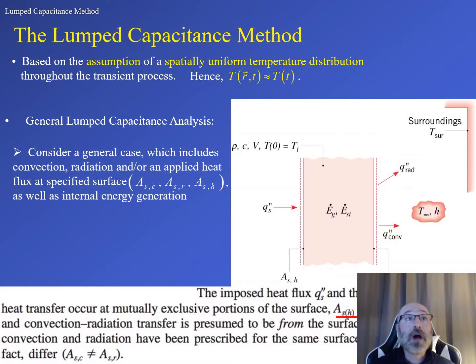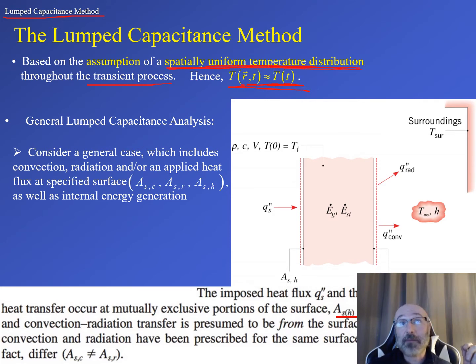So as we continue on now, let's take a look at our lumped capacitance method. For this method, we're going to be making a big assumption. It's going to be based on the assumption of a spatially uniform temperature distribution throughout the entire transient process. So if we're talking about a spatially uniform temperature distribution, we can look at this equation, that our T of r comma t is going to be approximately equal to T just relative to our time, so T of t, where lowercase t is our time.